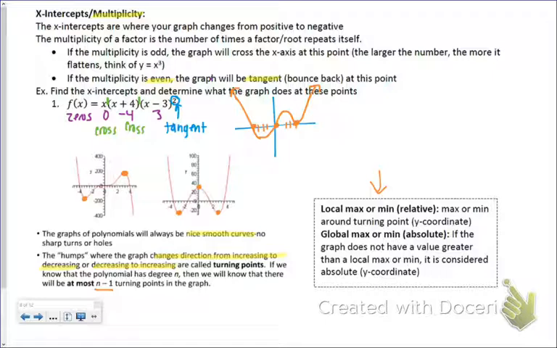Now a local max or min is basically a turning point with a high or low point relative to the points around it. So for example, this point right here, that is a local minimum. And it's a local minimum and not a global minimum because it's not the lowest point on the entire graph, but it is the lowest point relative to the points around it. Very similar, this point right here is a local maximum. It's not the highest point in the graph, but it's the highest point relative to the points around it.